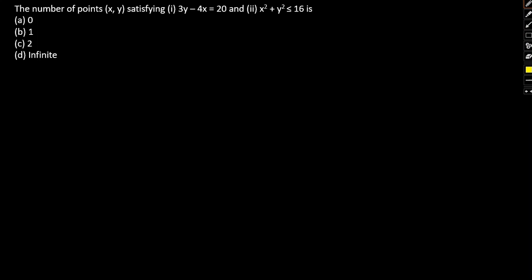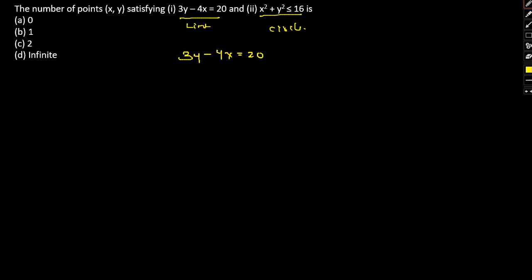So having said all of that, let's take a look or basically focus on the question at hand over here. The number of points x and y satisfying the equation 3y minus 4x is equal to 20 and x squared plus y squared less than or equal to 16 is... Okay, so what we can see from this is that this is a line and this is a circle. Okay, so let's take both the equations in their purest form.